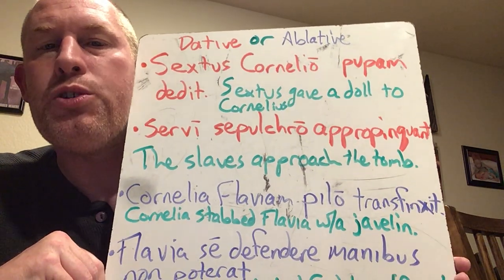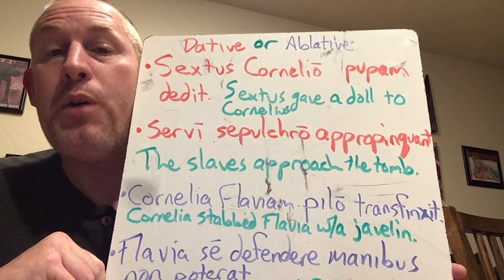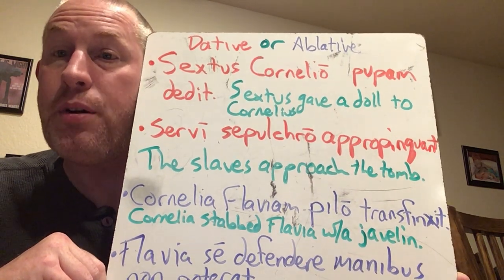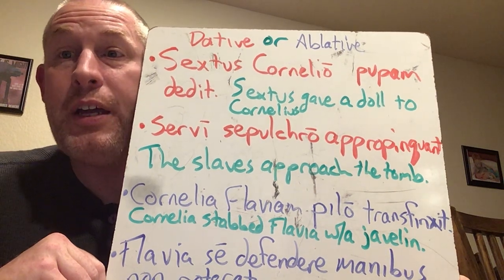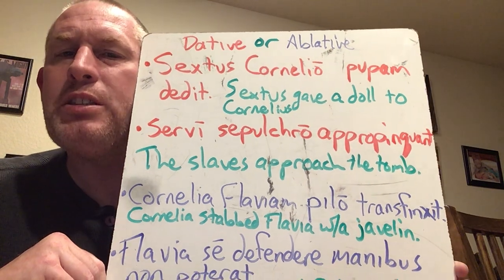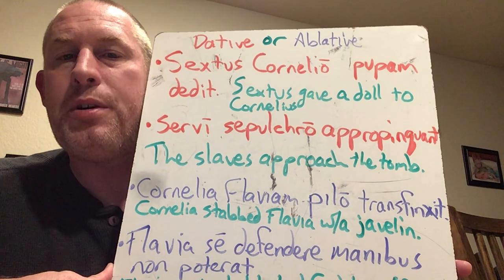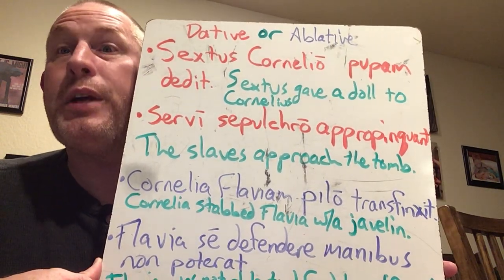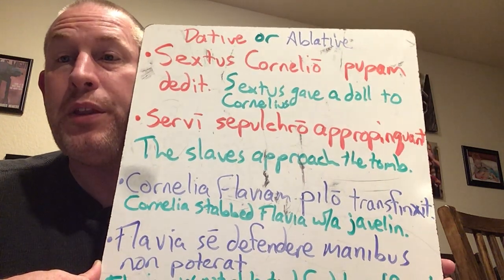Now, down here in blue, we've got a couple examples of ablative. Cornelia Flavium pilo transfixit. Okay? Cornelia stabbed Flavia with a javelin. Now, notice pilo could be dative, except that it's not a person. And it could be ablative, and it doesn't have to have any kind of a preposition. If you wanted to, you could have put cum, but that's a little confusing. This means that's the instrument with which she stabbed her. So as you can see there, it's not a person. It is a transitive verb, but you're not stabbing her for the javelin, you're stabbing her with the javelin.